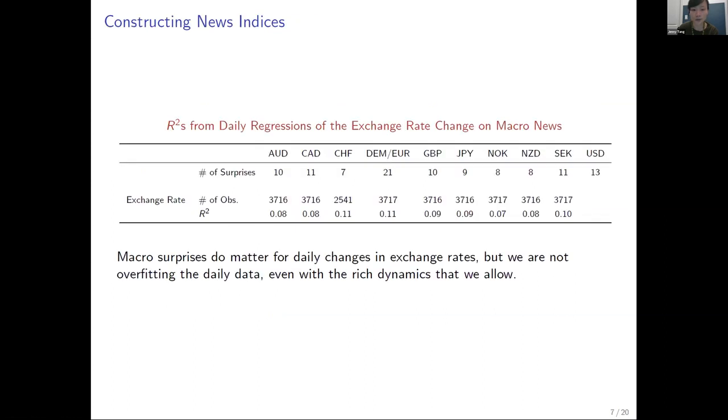So this shows you the R-squares, unadjusted, from our daily regressions of exchange rate change on macro news. This is the regression from which we're constructing the macro news index. The point of showing you these R-squares is to show you that these macro surprises do matter for daily changes in exchange rates, but even using all these surprises and all these lags of surprises, we're not overfitting the daily data. We're seeing unadjusted R-squares of at most 11%.